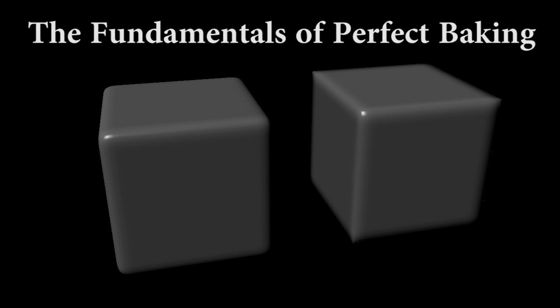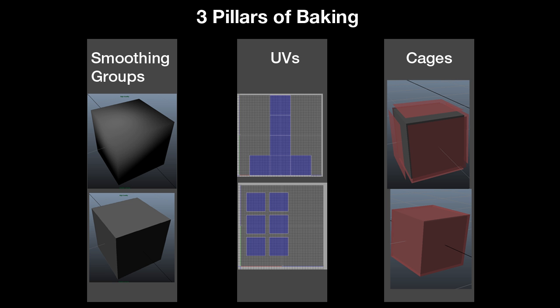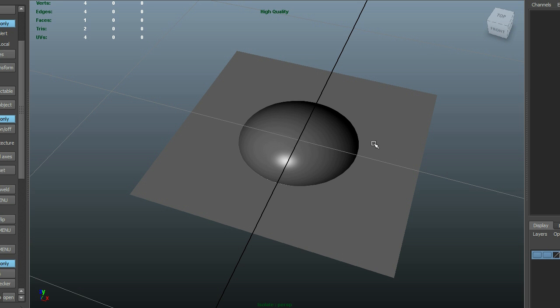Hi, welcome to my tutorial on baking from high poly objects to low poly objects. I'm going to be covering three major things: smoothing groups, UVs, and cages that are essential to understand for getting a technically perfect bake. Alright, first let's really quick just recap the very basics of normal maps.